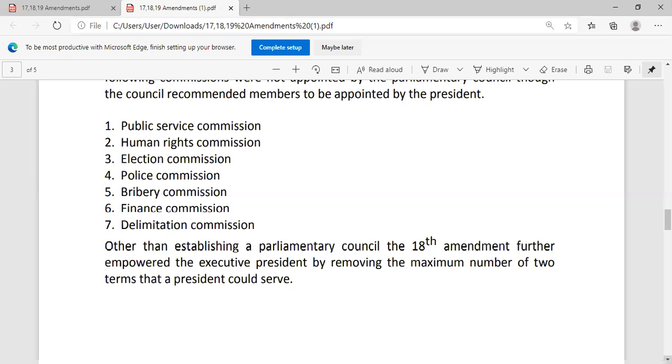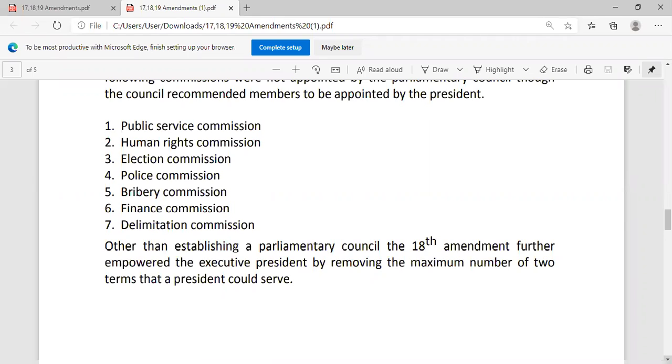And in terms of powers, first of all, those big positions we talked about, top rank positions, chief justice and all that, none of those were completely off from the parliamentary council. They went back to the president's hand as usual, as before. And these commissions were there, but still the president was the one who appointed members to these commissions. The parliamentary council could recommend, but the president was not bound to follow those recommendations. Right? So that's the first thing that was done in the 18th Amendment.